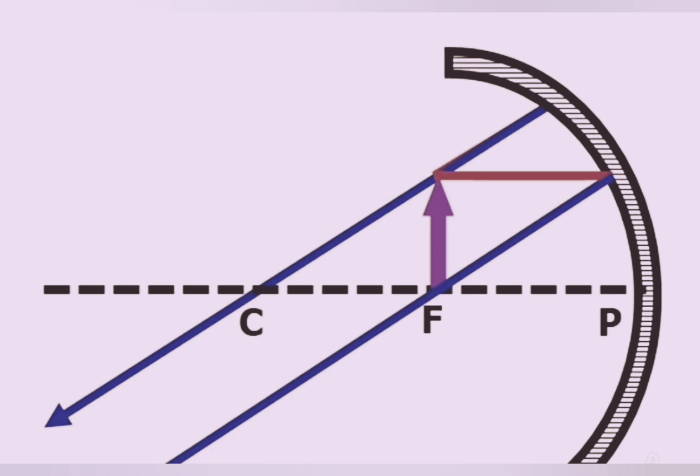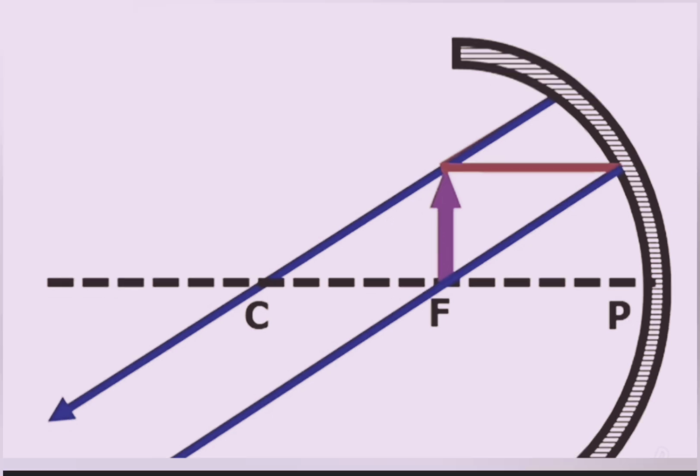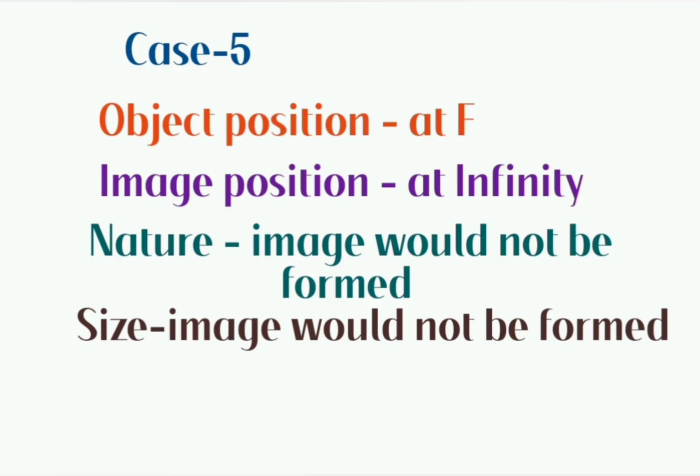Now observe the reflected rays. They are not intersecting anywhere. These two reflected rays are parallel to each other. So the image is formed at infinity. We can't tell what kind of image is formed at infinity, so we can say the image would not be formed. For nature and size, you should mention the image would not be formed, but the image will form at infinity. This is the fifth case. Let us move on to the last case.